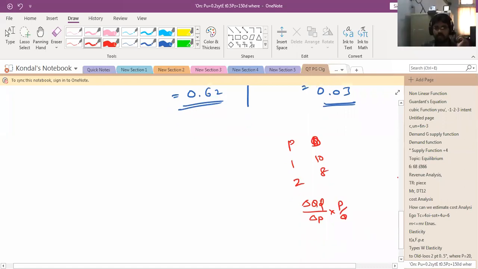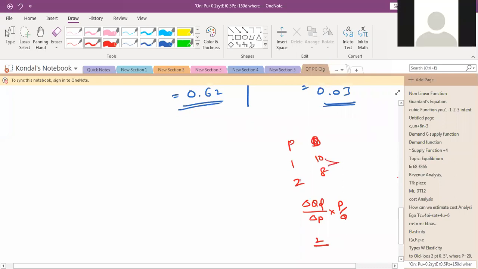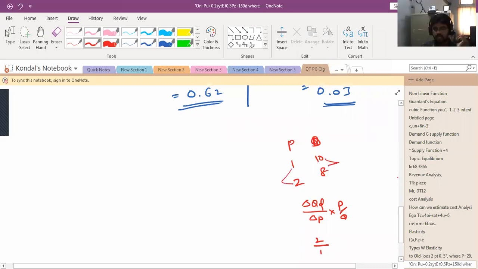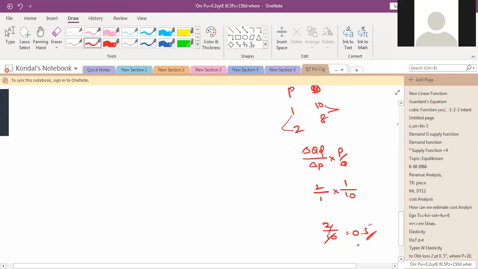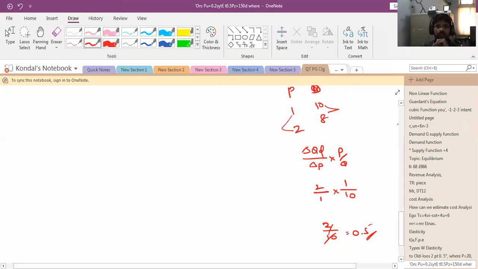Delta QD is nothing but how much? 2. Here the difference in price is how much? 1. So what is the starting price here? 1. What is the starting quantity? 10. So then 2 by 1 into 1 by 10. How much will you get? 0.5, sir. Yes, 0.5 is the slope.